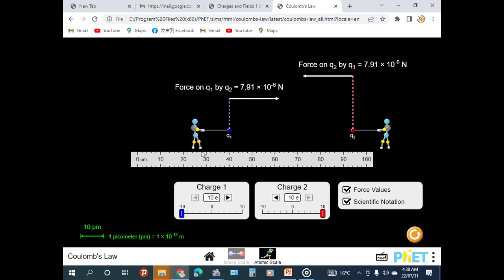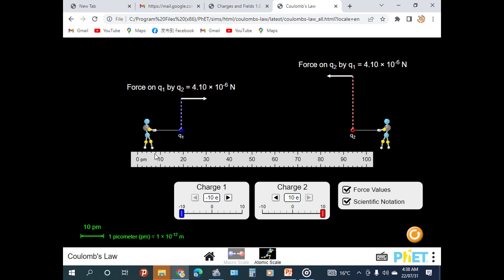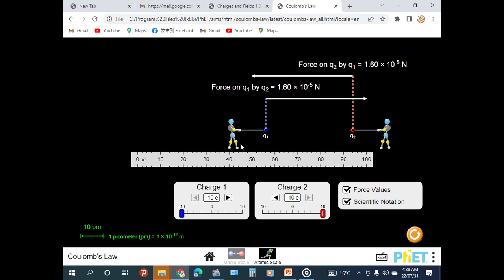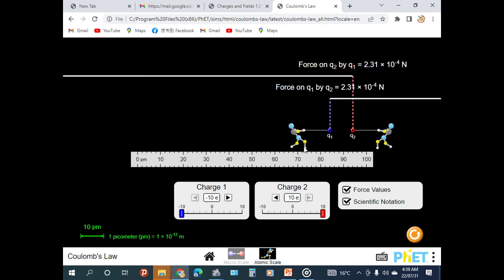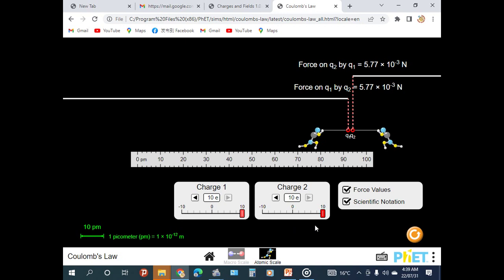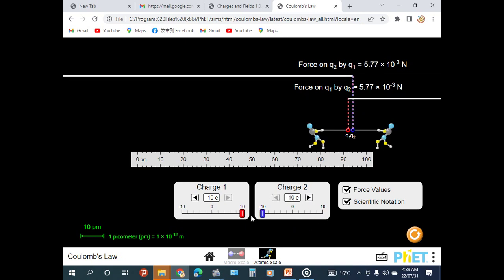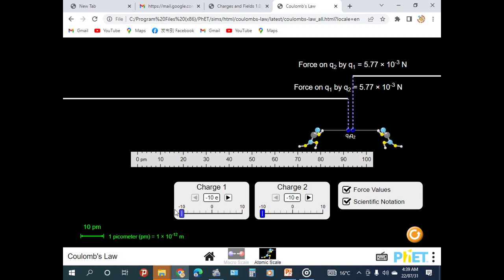So the two charges pull, and the force is relaxed now. It's a big force. The two charges attract. This is Coulomb's law, which means unlike charges attract each other, and like charges repel.